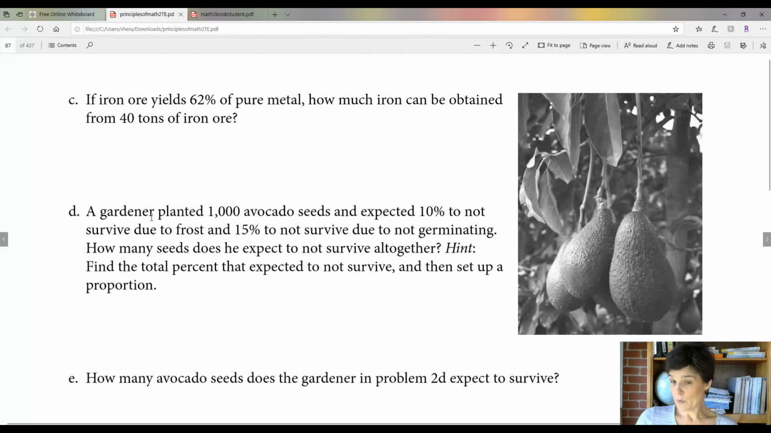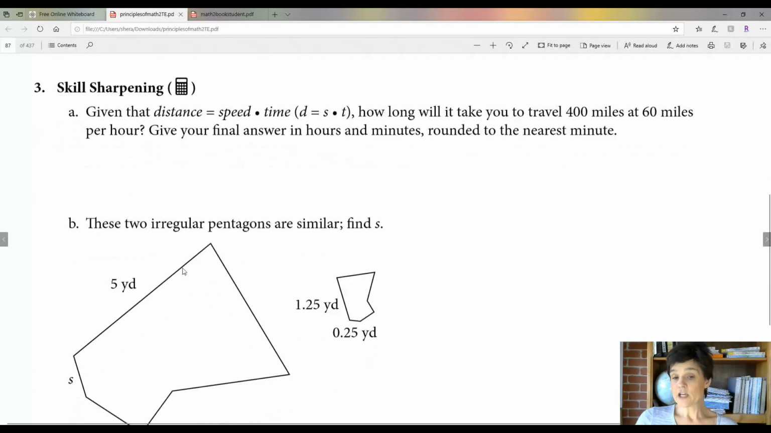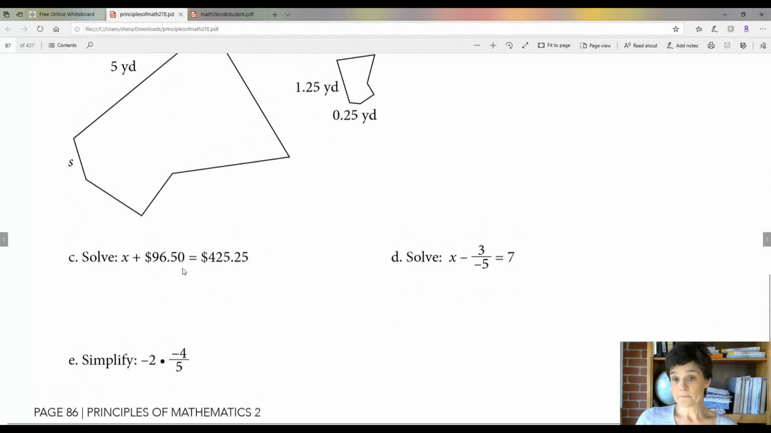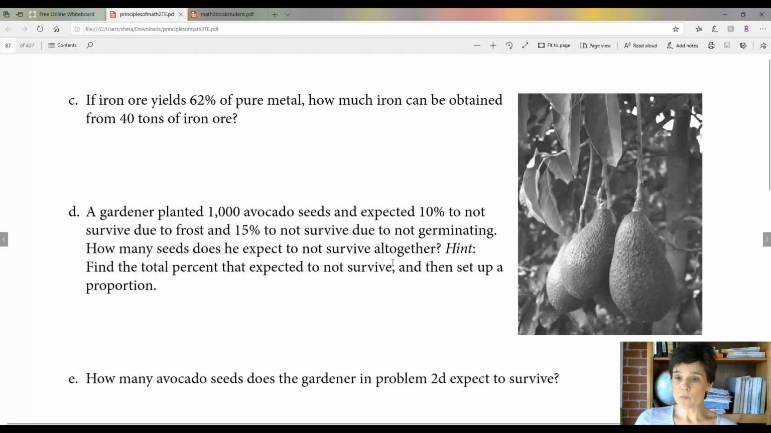Then on the back page, I've got a couple of word problems. And then you've got your skill sharpening here. I'm not going to give you a grade on this page. See if you can work these out together. It gives you hints here and it's telling you what to do. So I'm not going to go through these problems with you. I'm thinking you can probably get these yourself, but let me know if you need any help on it, okay? All right, that'll be all for today.